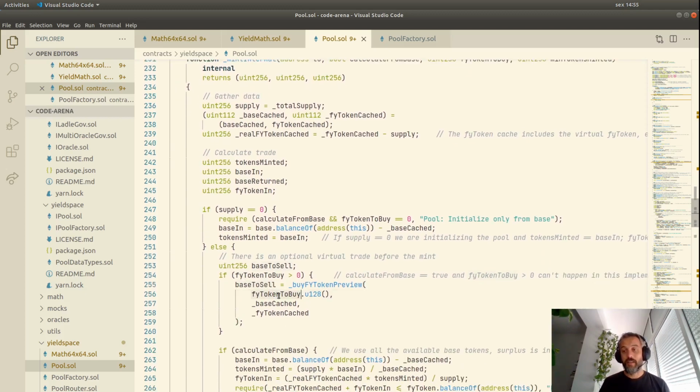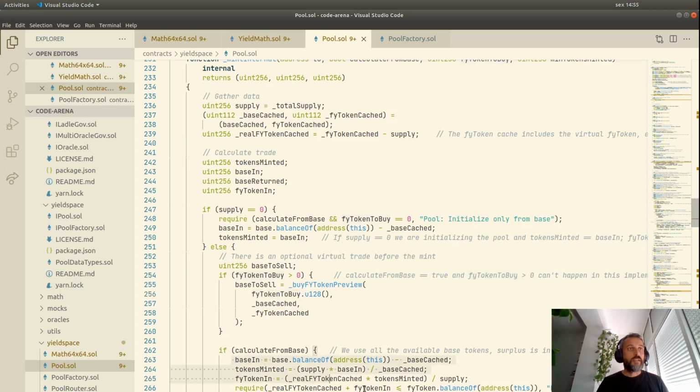This obviously will be calculated off-chain to provide the exact amount of FY token that needs to be bought with the desired base so that the result matches the reserves of the pool, with the result that you just provide DAI, and the pool internally will think, okay, so if you provide DAI and you tell me that you want to buy this much FY token, then these will be the numbers after that virtual trade, and then this much will be the liquidity tokens that you will get.